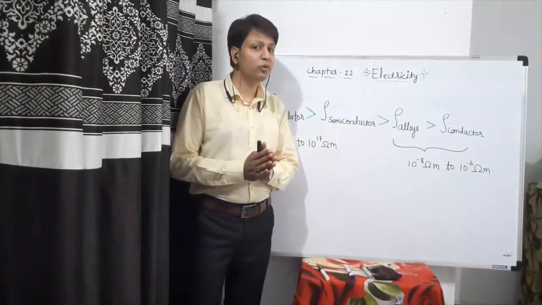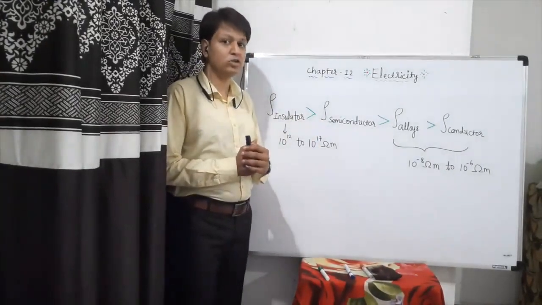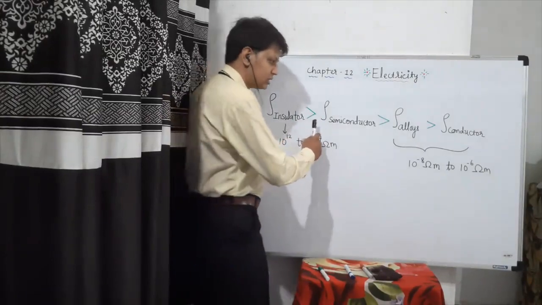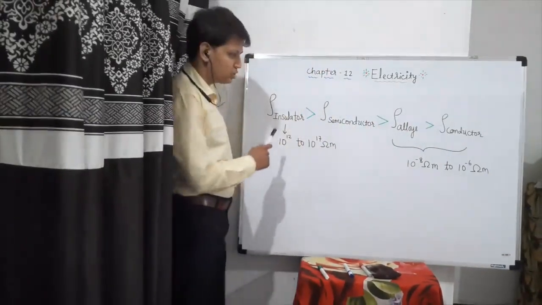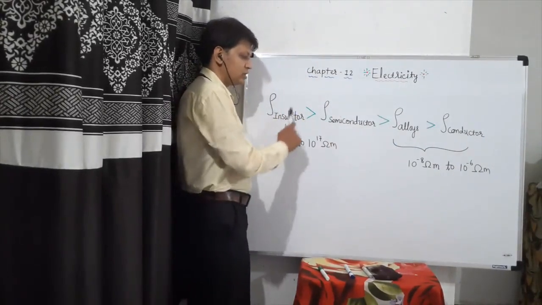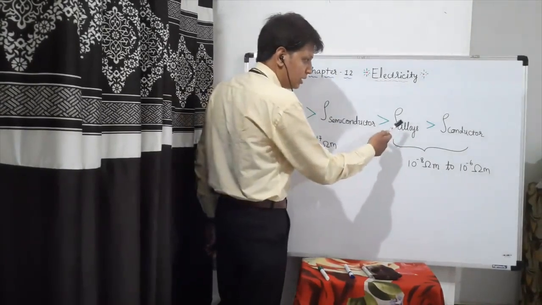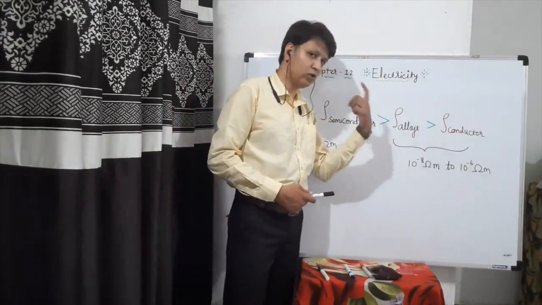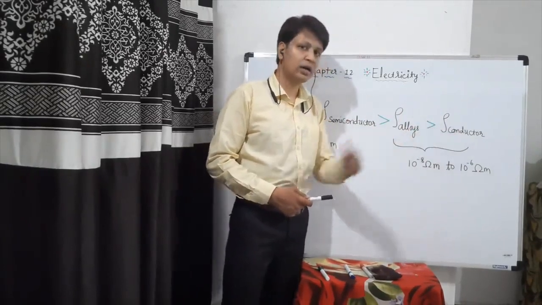So as per the information given in textbook, the values of resistivity depends on different materials. This is resistivity of insulators, this is resistivity of semiconductors, resistivity of alloys and conductors. As you can see the relation between all of them, insulator is having the highest resistivity, then comes the semiconducting material, then comes the alloys, and then comes the conductor. If you compare alloys and conductors, alloys are having more resistivity than conductors.